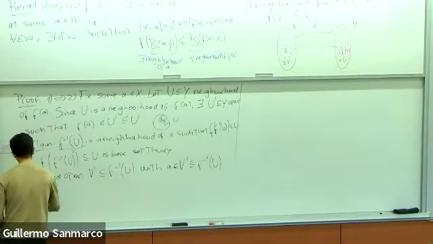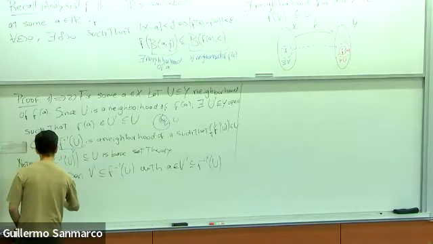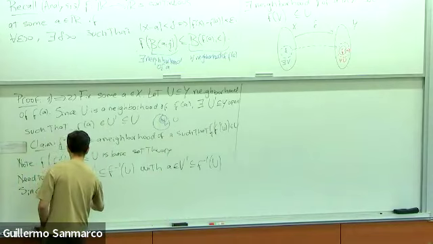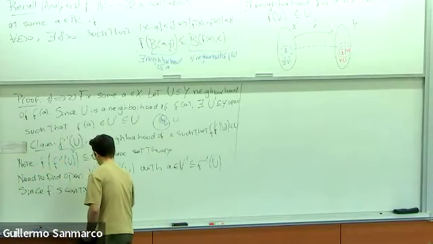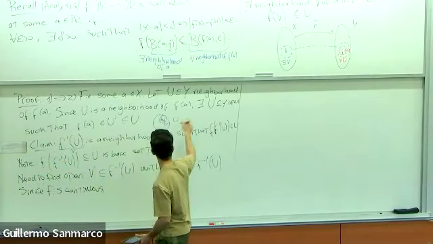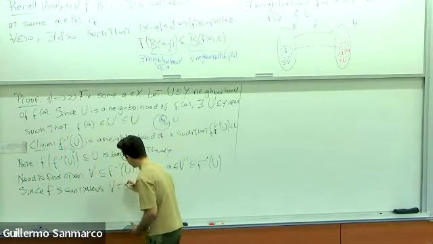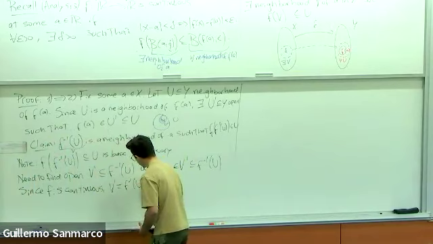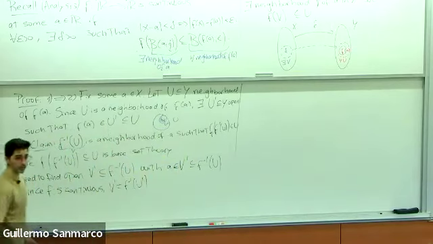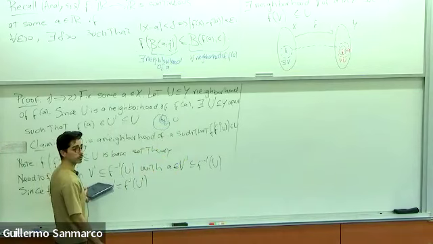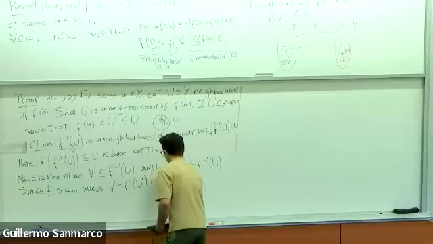Since F is continuous, we can just take V prime, which I'm defining to be F inverse of U prime. It's going to be open. And that's exactly what it's supposed to do. It's open.